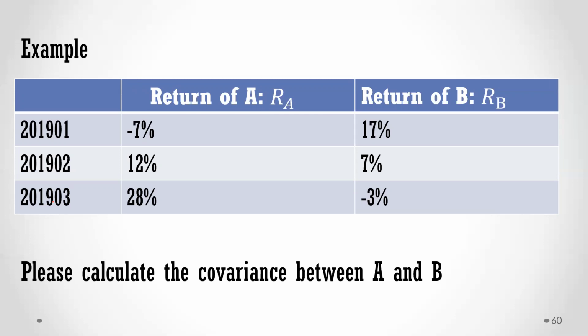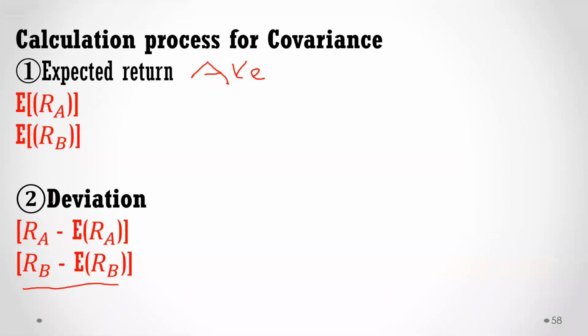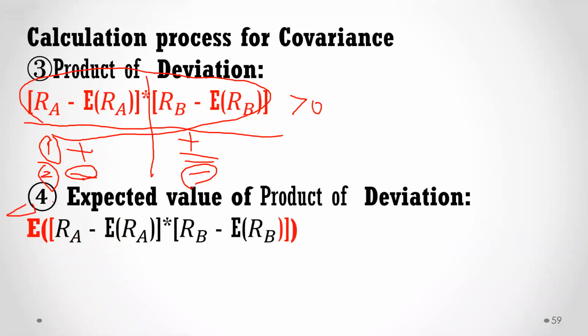Okay, so just to review. In order to calculate it, first you need the average value, the expected return for A and B, and then calculate the deviation for each month, and then calculate the product of the deviation. A positive product means they move in the same direction. Negative means they move in a different direction. And then finally, calculate the average. So on average, whether the product is positive or negative.